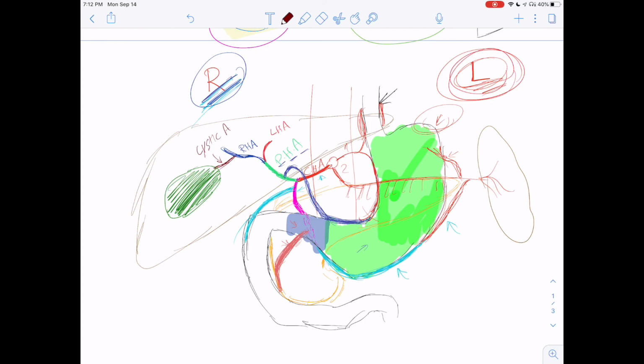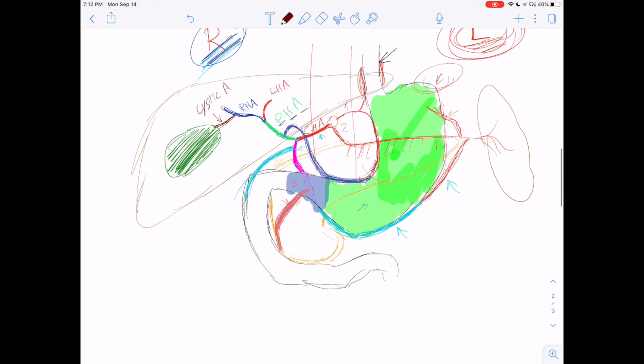Now, let's move on. I think this detail is good for celiac artery. I'm not going to go into more detail. That's it.